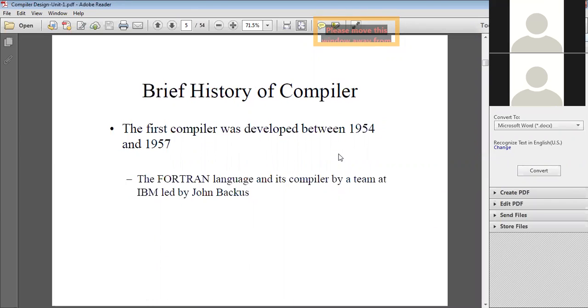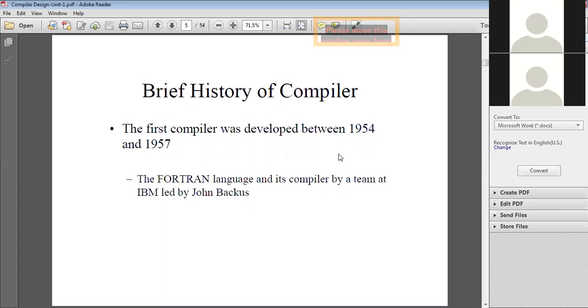So what is the brief history of the compiler? The first compiler was developed between 1954 and 1957. Earlier we were using the Fortran language and its compiler, built by a team at IBM led by John Backus. Fortran was a scientific language, and there was a need to convert this high level language.